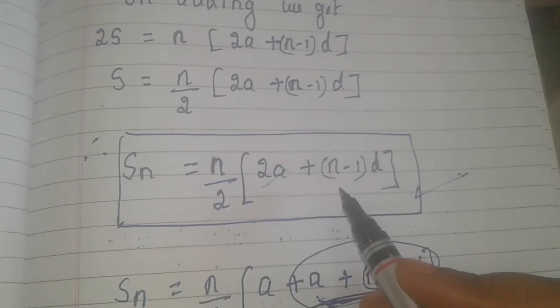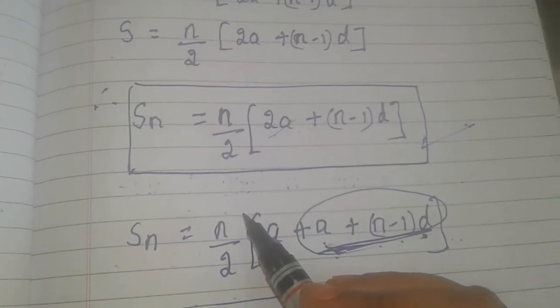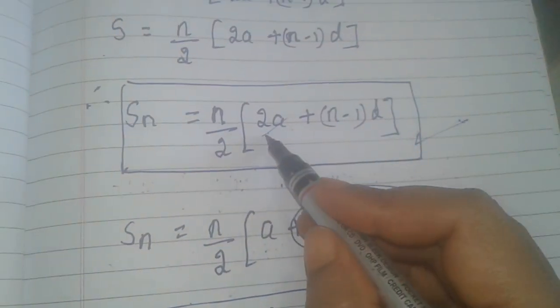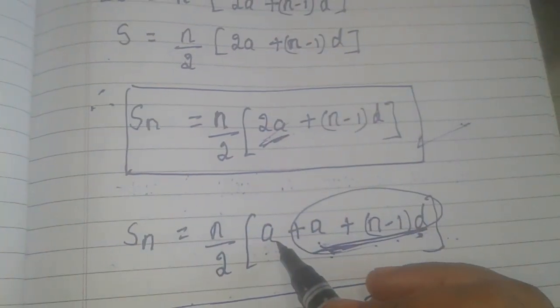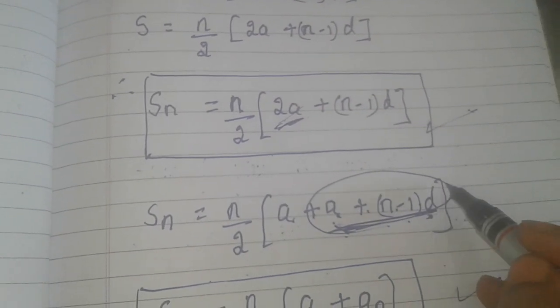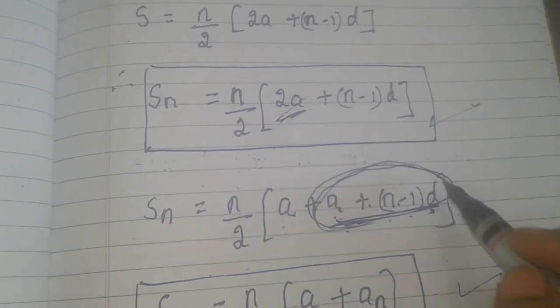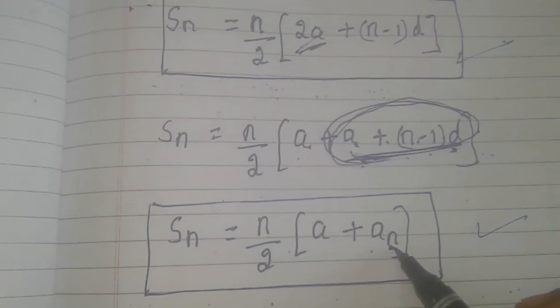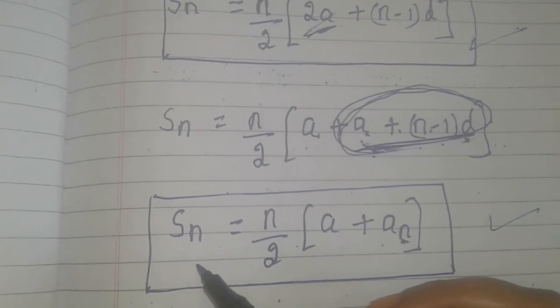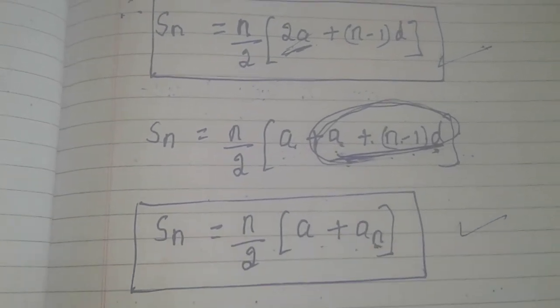From this formula I will explain one more alternative formula, that is Sn equals n by 2. You can break this 2a as a plus a, so a plus a plus n minus 1 into d. Now you can observe that this a plus n minus 1 into d can be written as an. So we got one more formula, Sn equals n by 2 into a plus an.